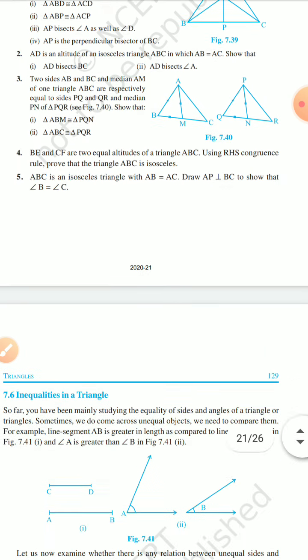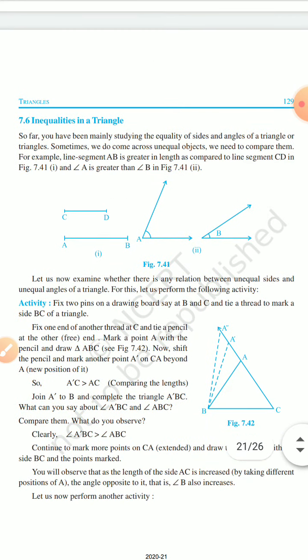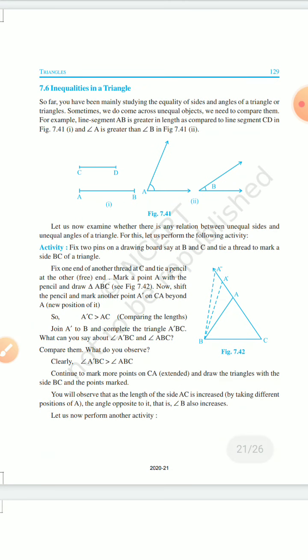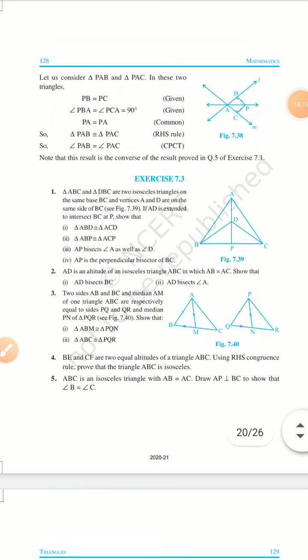In the next lecture we will be discussing the remaining inequalities in triangles. What will happen if two sides or any sides of any triangle are unequal? Is there any relationship that we can deduce? So this thing we will see in the next class. Till then, complete exercise 7.3.